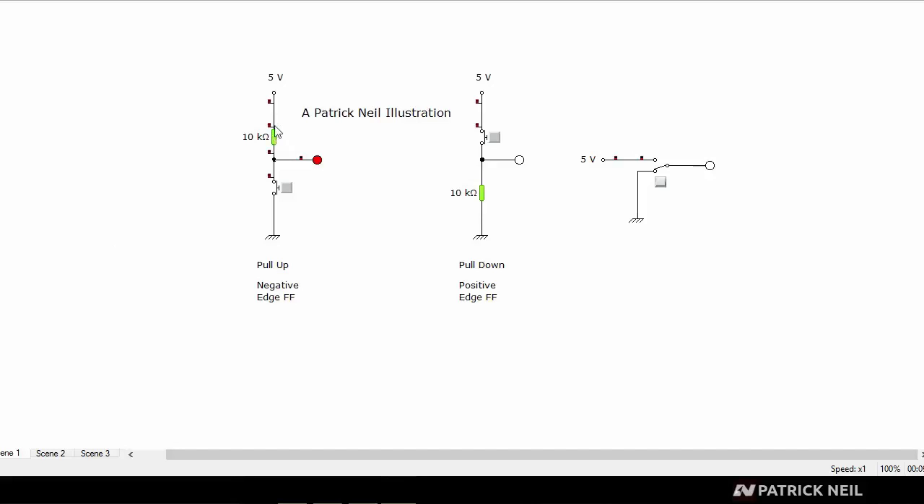So this resistor is connected directly to positive power, and this logic indicator right now is saying high. Whenever the button is pressed, it will go low. And in the pull-down circuit, this logic indicator is normally seen low. And whenever the button is pressed, now it's seen high.